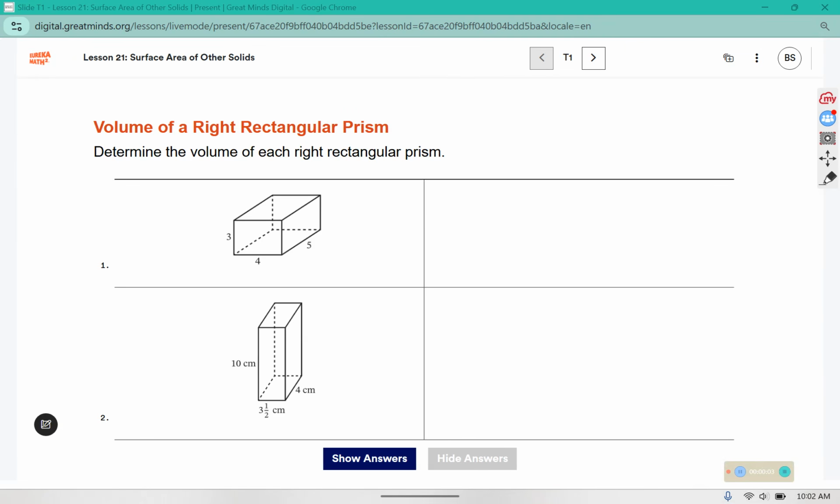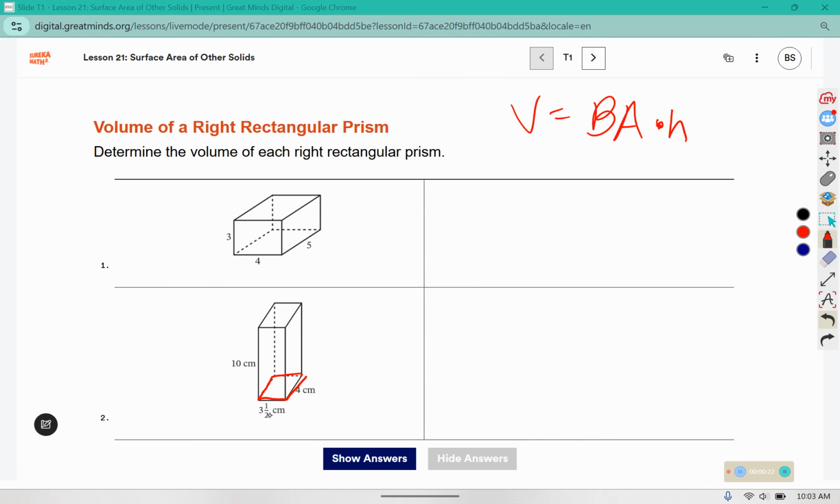Determine the volume of each right rectangular prism. So to find the volume of a prism, we use the base area times the height. So we're going to find the area of the base here, which would be a length times a width.